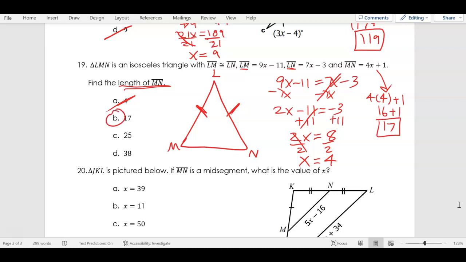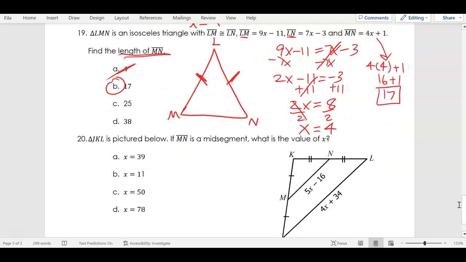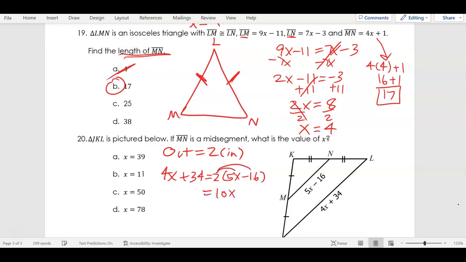Okay, last one. On this one, again, outside equals 2 times the inside. Outside equals 2 times the inside. So I'm going to plug it in. 4x plus 34 equals 2 times 5x minus 16. Distribute that 2 to get 10x minus 32. And then once you're here with x on both sides, you get rid of the smaller x.